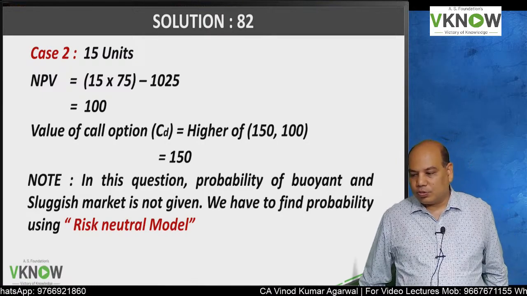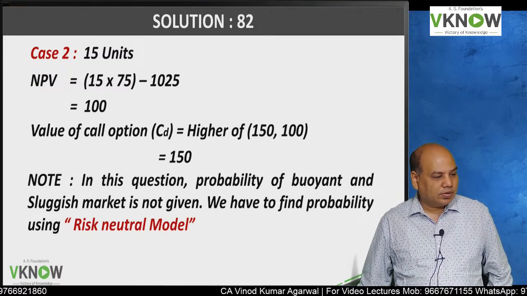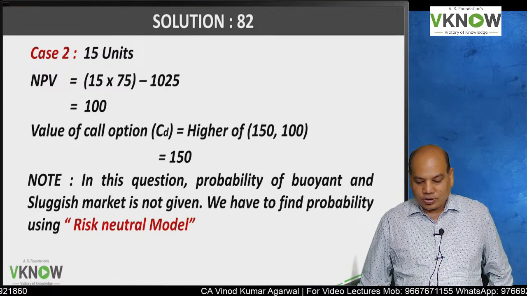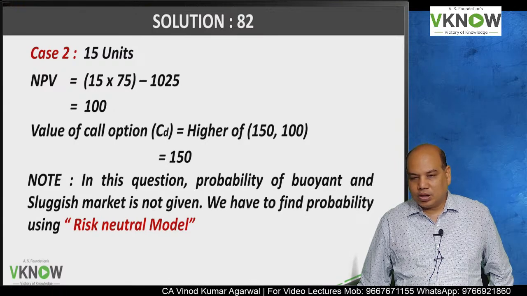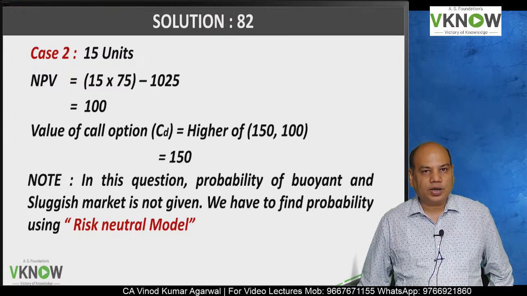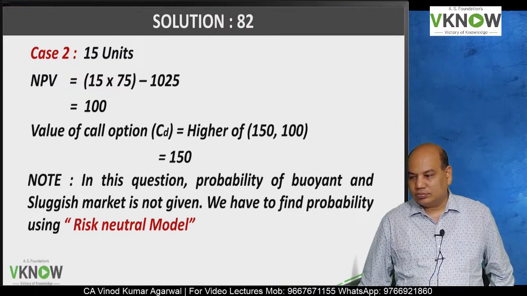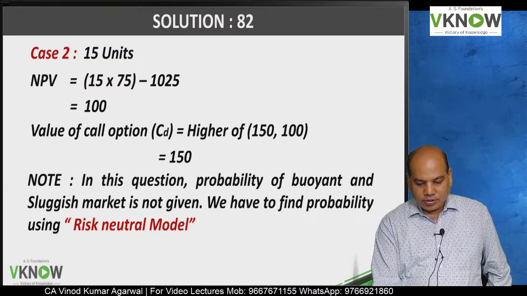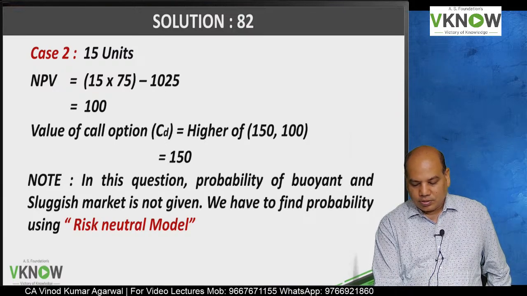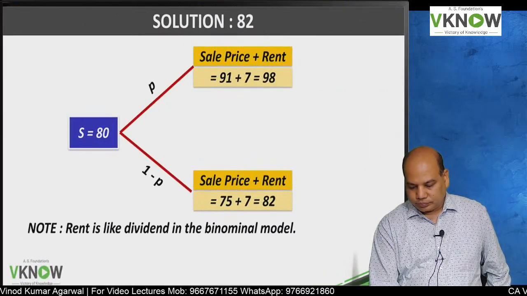In this question, the probability of buoyant and sluggish market is not given. We have to find the probability using the risk neutral model. So first I am going to explain how we compute probability in the risk neutral model.